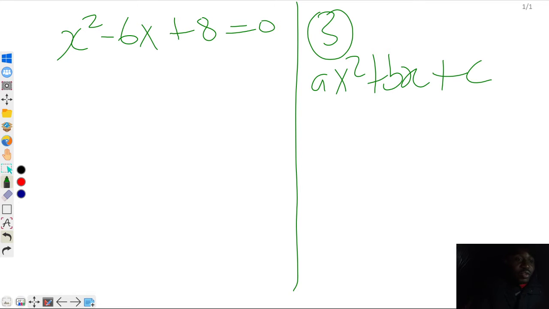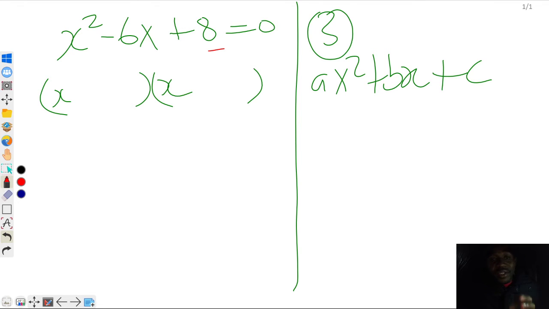How are we going to factor? We're going to open two brackets, the first and second, and we're going to put x, as we are solving for x, on the first side of each bracket, and we are now going to look at the last number, that is 8. It's going to help us to factorize. Great.